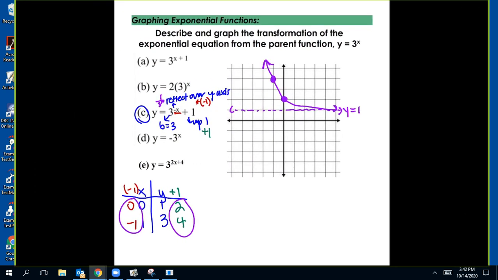Pause, make sure you understand how to graph that. We're not doing all of them, just that one was the only one I wanted to do. But you could look at any of the others in Desmos and see what they look like. Give them a try on your own.